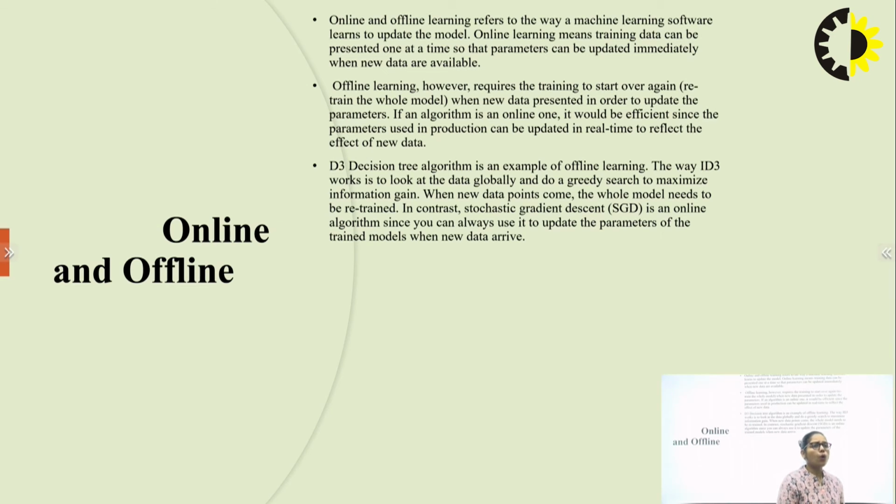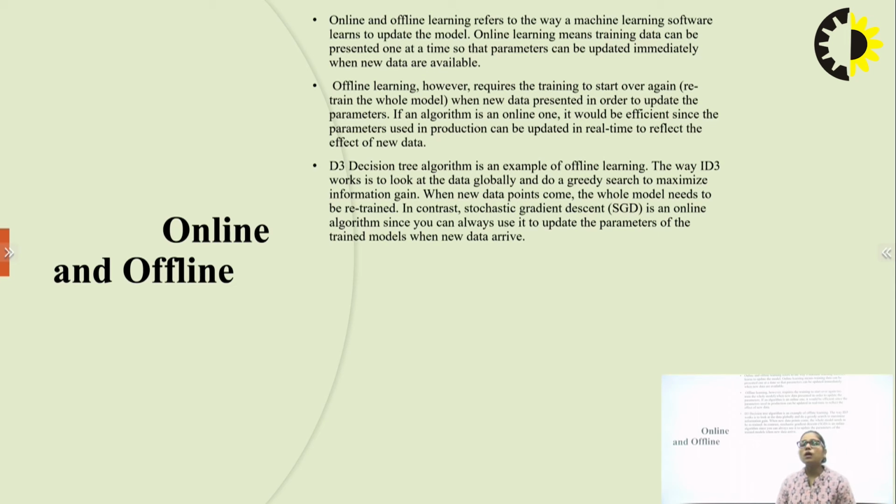Next is online and offline learning. Basically, online learning means training data can be presented one at a time so that parameters can be updated immediately when the new data are available. The data we give to a training model, the model needs to update immediately, because next time when new data comes, it will update again as soon as possible.